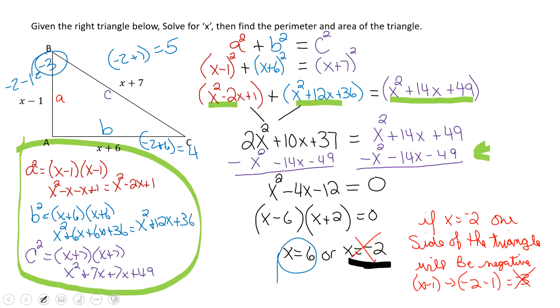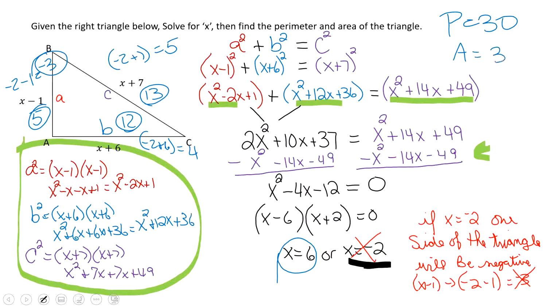So now I plug 6 back into all my stuff. If I plug 6 in here, I get 5. If I plug 6 in here, I get 12. If I plug 6 in here, I get 13. So when I add everything up, I find my perimeter was 30. So you should have found a perimeter of 30. And then my area, again, would have been 30.